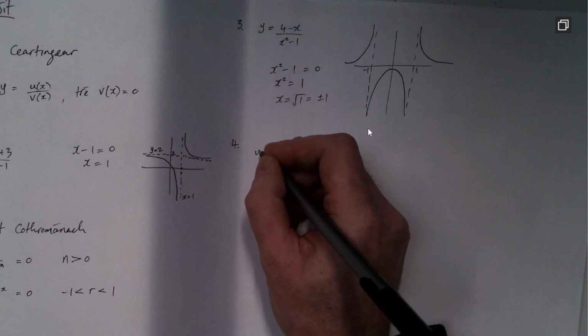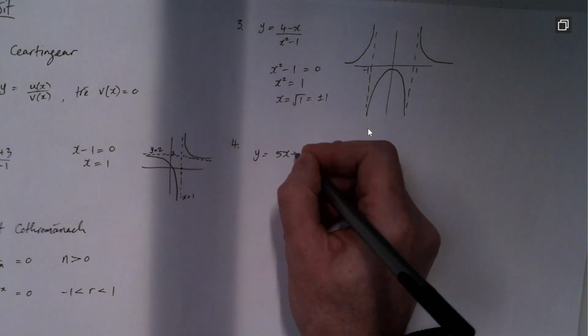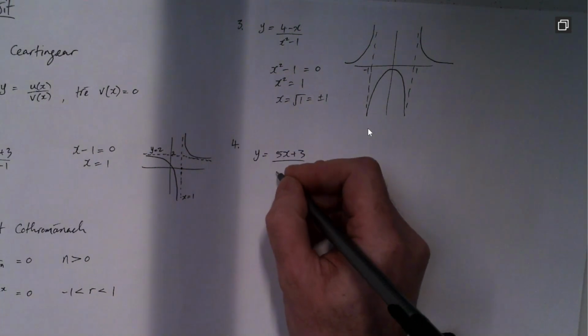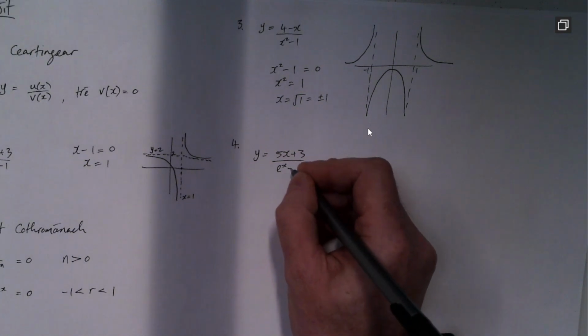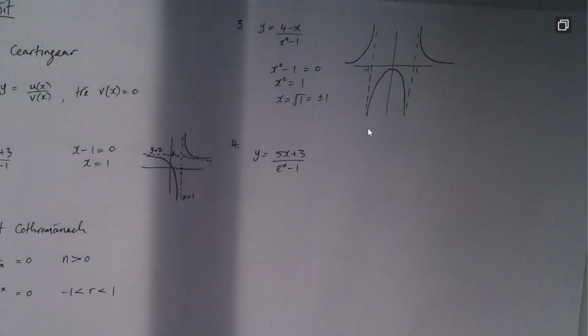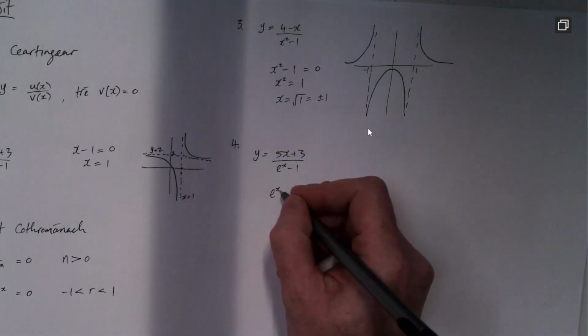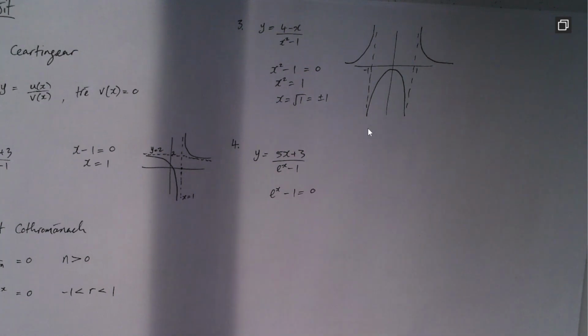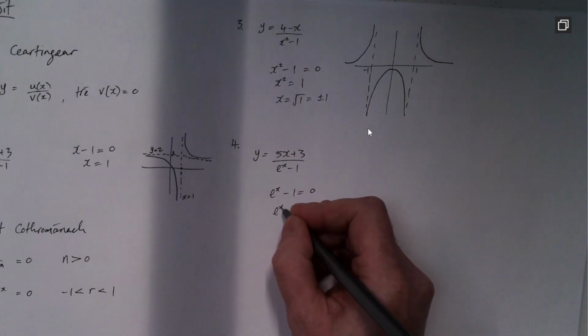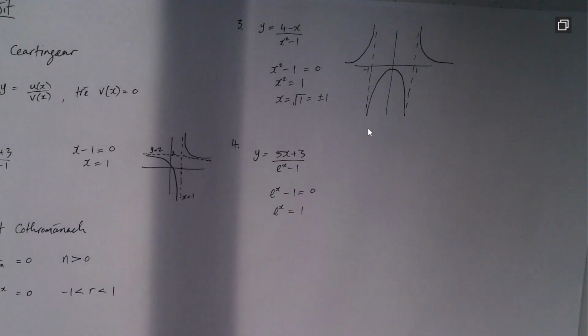Right, mark the question. Okay, you have y equals 5x plus 3 over e to the x minus 1. So we're solving to find the vertical asymptote. E to the x minus 1 equals 0. So e to the x equals 1. How do we solve for x?